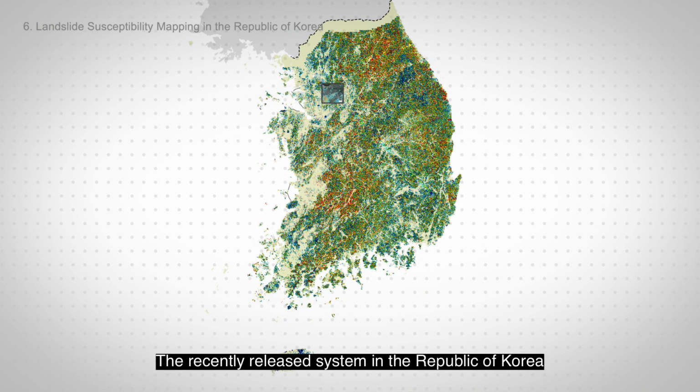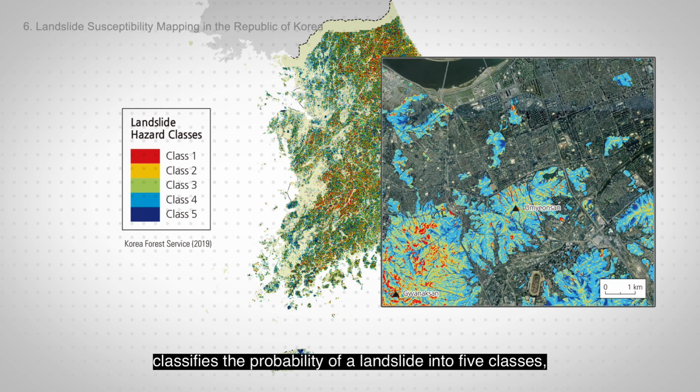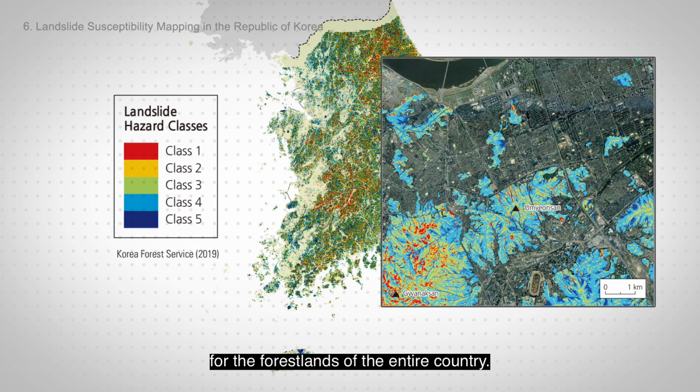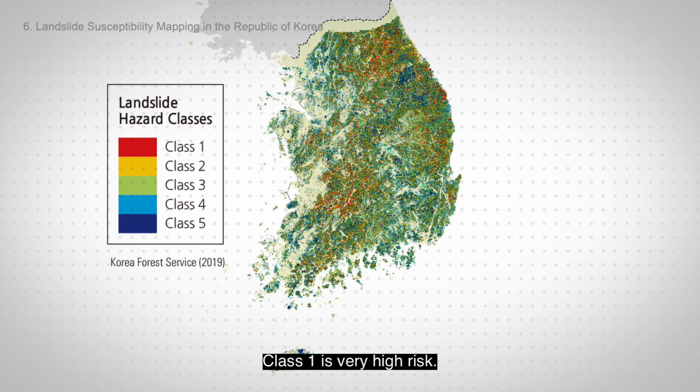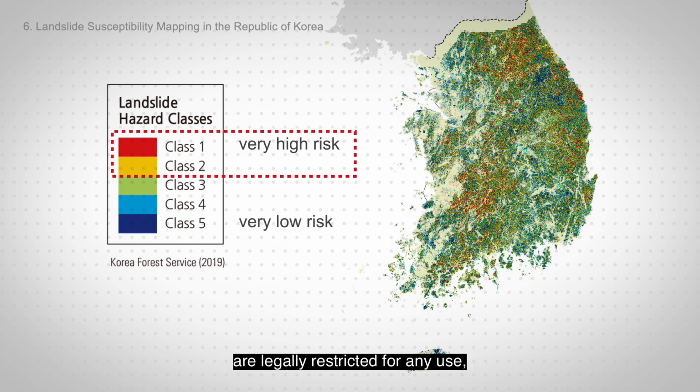The recently released system in the Republic of Korea classifies the probability of a landslide into 5 classes for the forest lands of the entire country. Class 1 is very high risk. Class 5 is very low risk. Usually, areas that are Class 1 and 2 are legally restricted for any use, or permitted only with appropriate countermeasures.